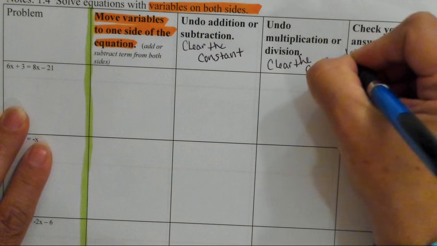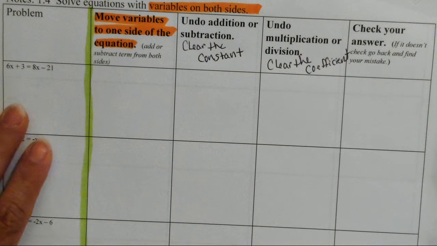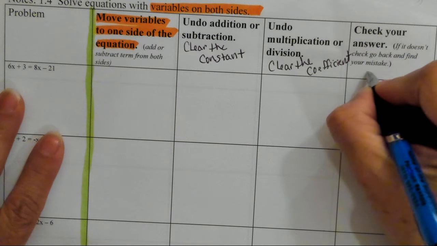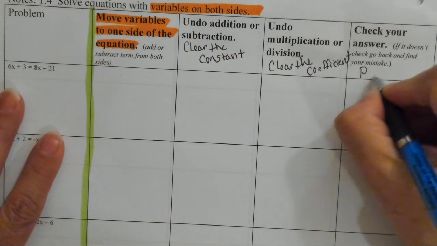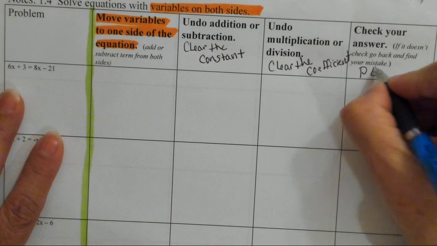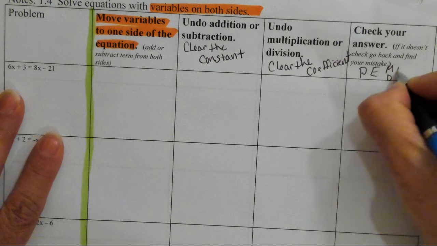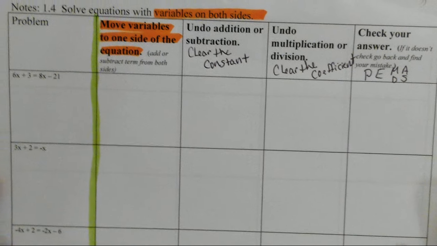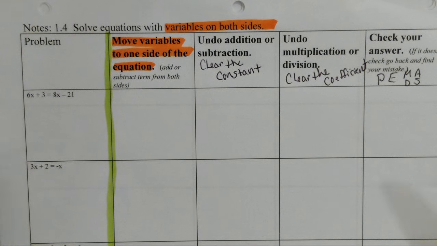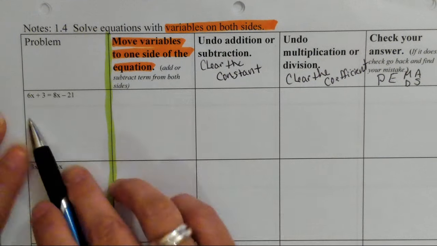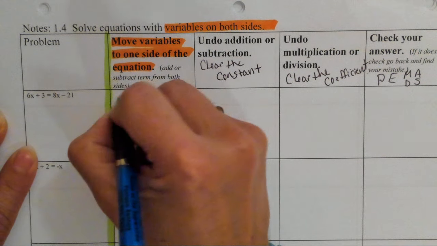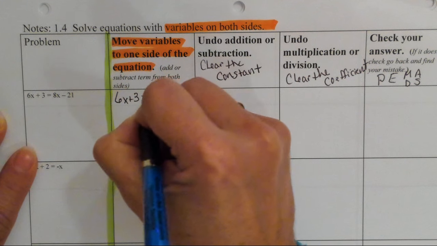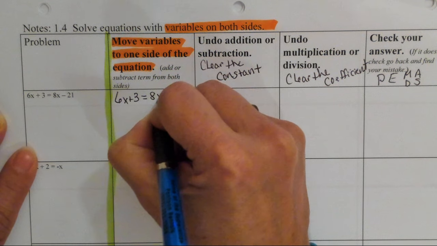And today we're going to talk about how to check your answers, how to see if your answer makes sense. And we're going to use PEMDAS when we do that, or order of operations, another way to say that. All right, so let's look at this first one. Notice we have variables on both sides. So to get the variable alone, we first have to get the variables together. So we're going to start off right there.